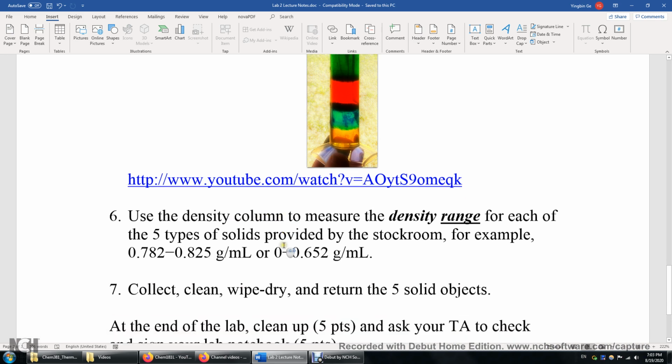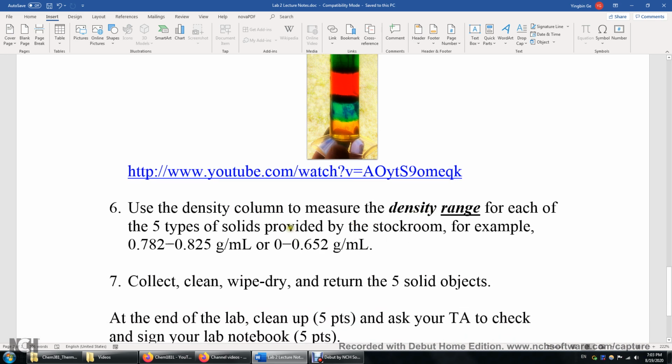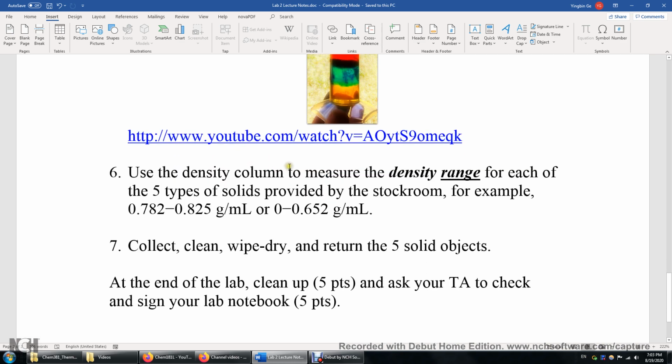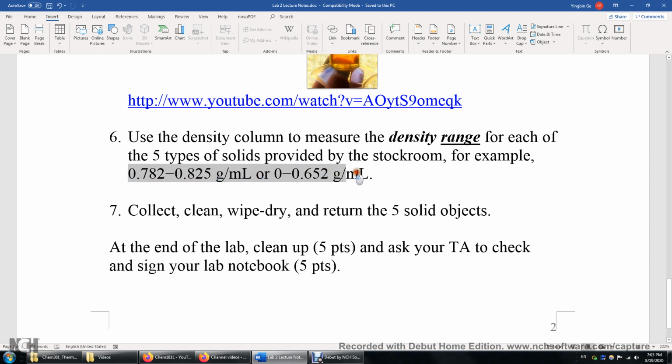After you make the density column, you can measure the density range of solid objects. You simply get 5 different types of solid objects, throw them into the column. Let's say one object floats between these 2 layers, the orange and the green layer, and we say the range of the density of this solid can be determined. It's between this density and this density. And this is how you record the range of the density of these solid objects.